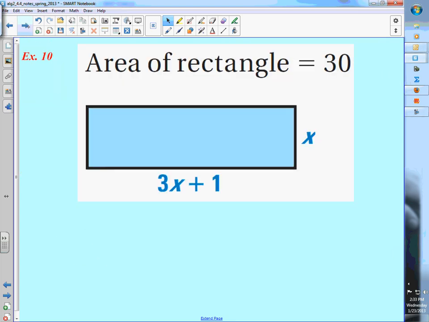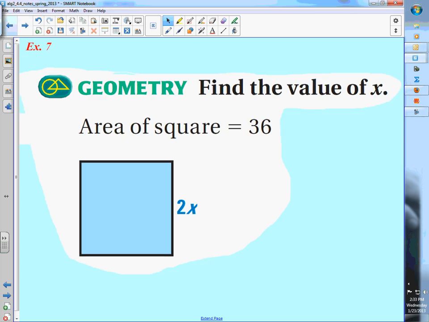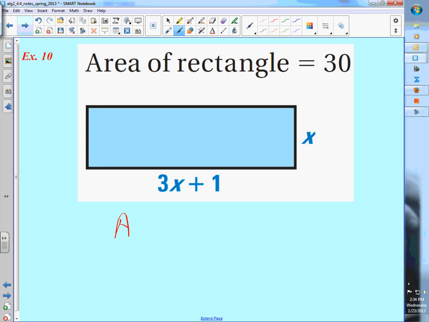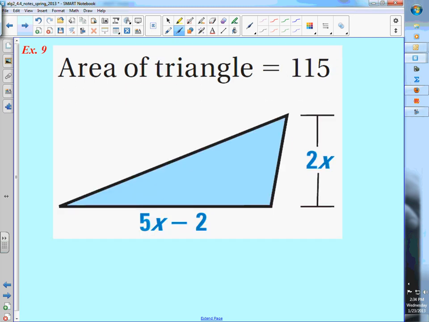The only thing else I want to show you is these area problems. They're going to be asking you to solve for x. You're going to do that by writing an equation. Then you'll see area of a square. What's the formula for area of a square? Side squared. What's the formula for area of a rectangle? How about a triangle? 1/2 base times height.